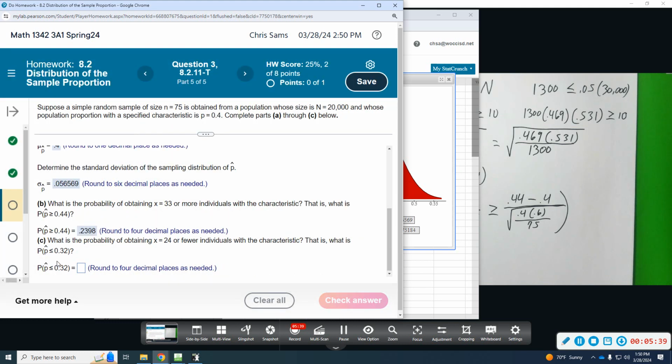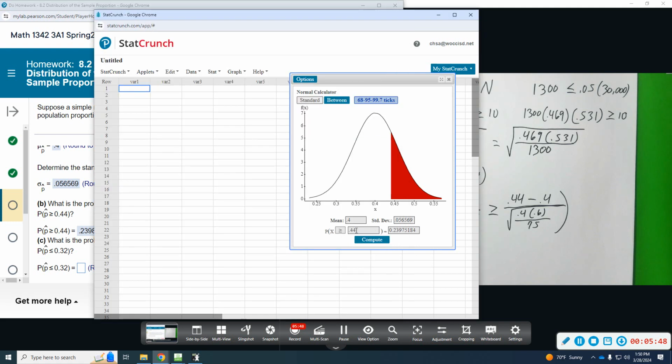And then we're going to do the same thing. What is the probability of obtaining 24 or fewer? That is 0.32. So I'm going to do the same thing, but we want less than, and we want 0.32. Everything else is going to be the same, the mean and the standard deviation, just this number down here, 0.32. So 24 or fewer for my proportion is going to give me 0.78687, rounded, 0.787.